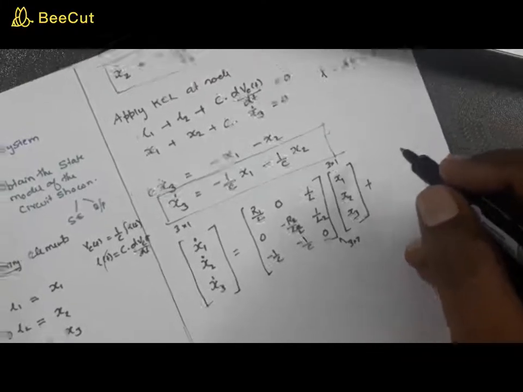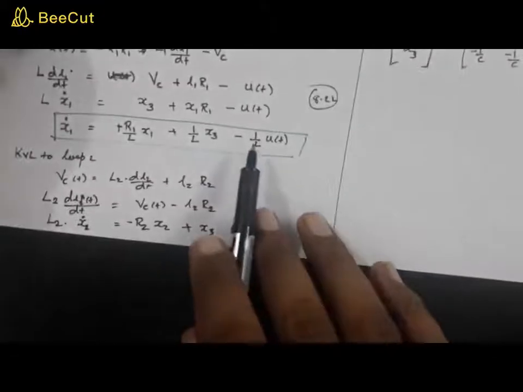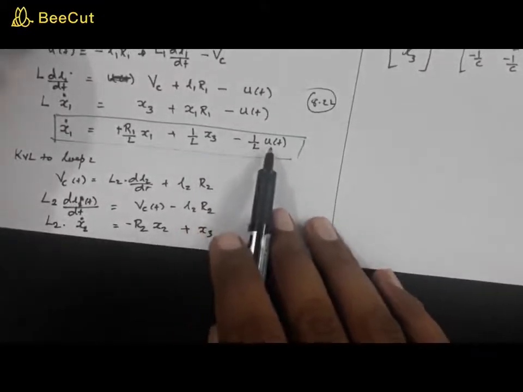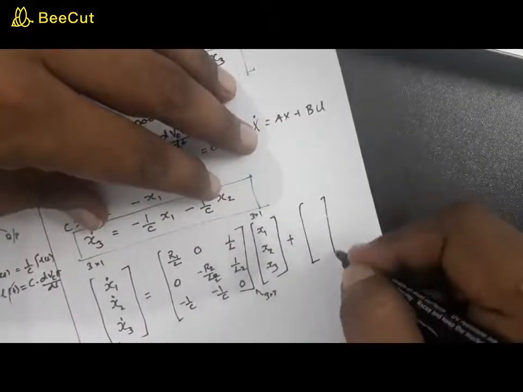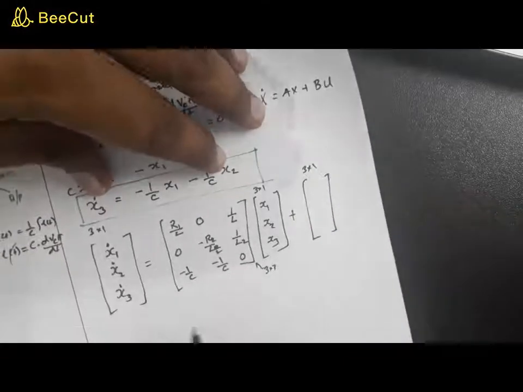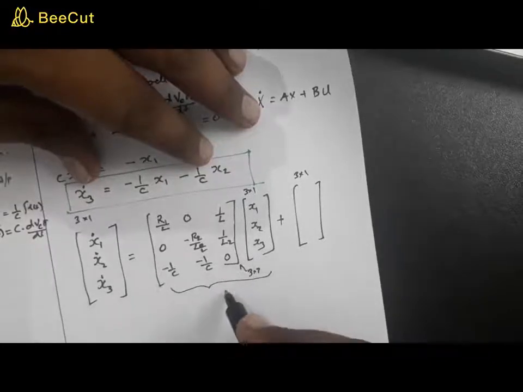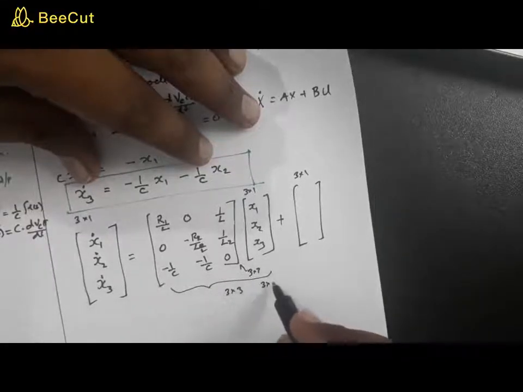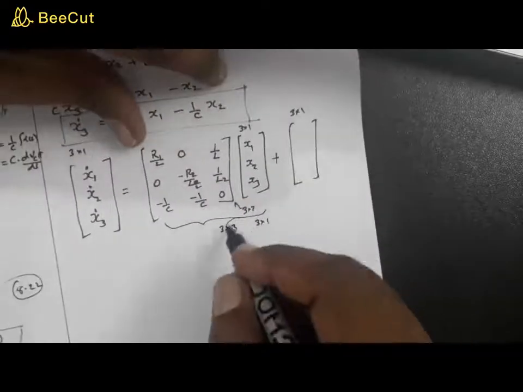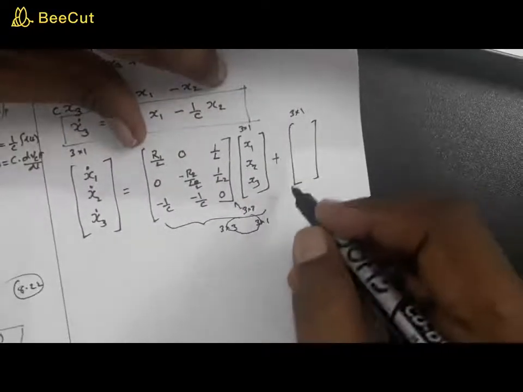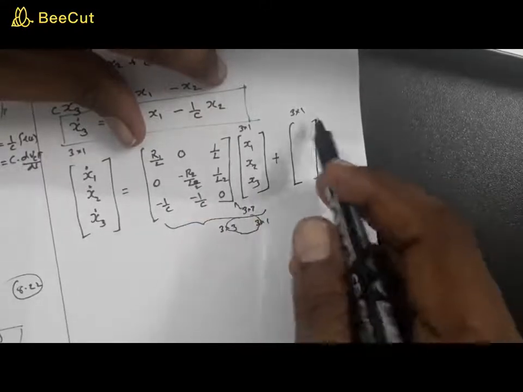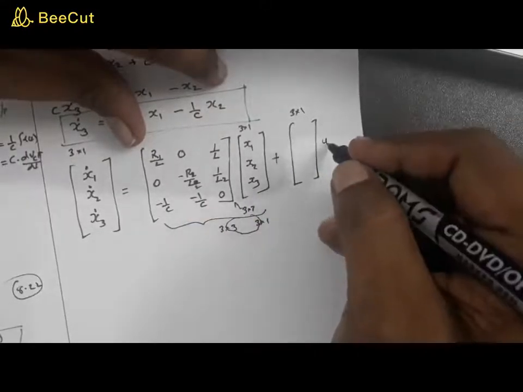Now how will you find out the input matrix? You can see that only in the first equation you have an input part, that is minus 1 by L, the coefficient corresponding to u of t. So this must be like this. This is again a column matrix of 3 into 1. In order to get added, this product has to be a 3 into 1 matrix. This is a 3 into 3 matrix, this is a 3 into 1 matrix, so multiplication is conformable, resulting in a 3 into 1 matrix. So you require a 3 into 1 matrix into u of t.